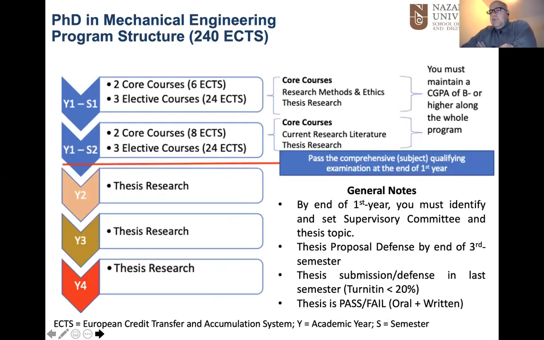So the structure of the program is essentially a 4-year program that has a total of 240 ECTS credits. And the first year is composed of the first 2 semesters plus summer. And in this first year, as you may notice in the left top of the slide, we have first semester 2 core courses and 3 elective courses, and second semester 2 core courses and 3 elective courses.